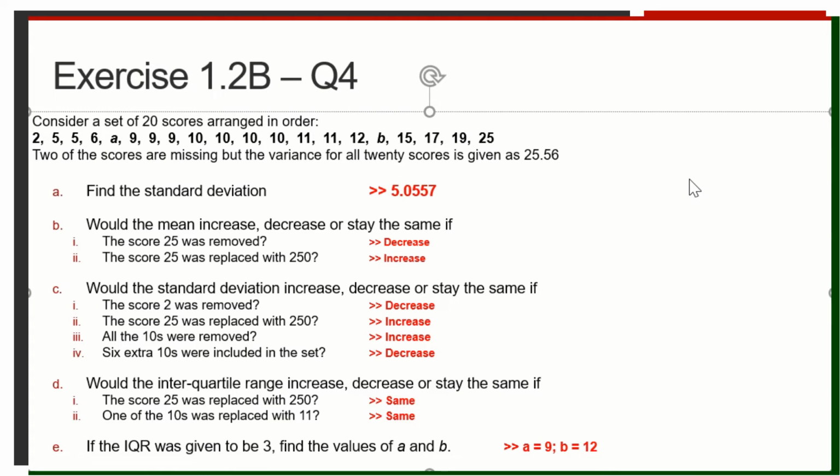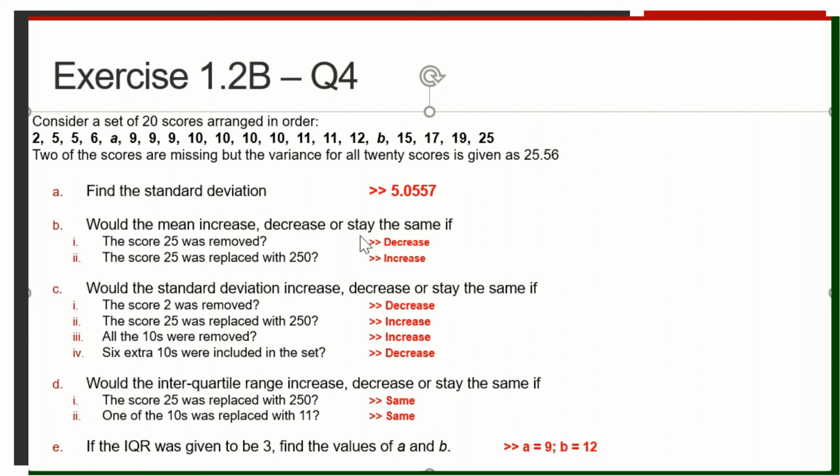Would the standard deviation increase, decrease, or stay the same if? If we talk about standard deviation, what should come to your mind is consistency. The more consistent your data, the lower the standard deviation. The moment you put more outliers, your standard deviation will become bigger. If my data is all 10, 10, 10, 10, 10, 10, 10, very consistent, meaning my standard deviation will be small.